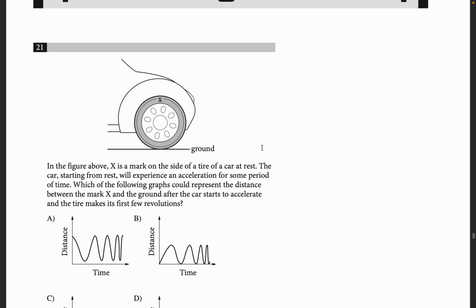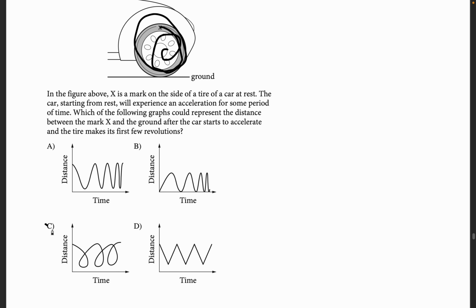I figured out x. Okay, so the car is moving, the point will go like this, then back and forth, and back and forth. So that means as time passes, the distance is going to decrease. It looks very good. This one makes no sense, and this one makes no sense. You're looping back and forth, and this just shows it going up, down. It doesn't make any sense at all.